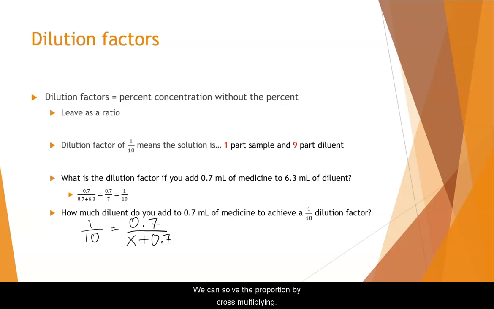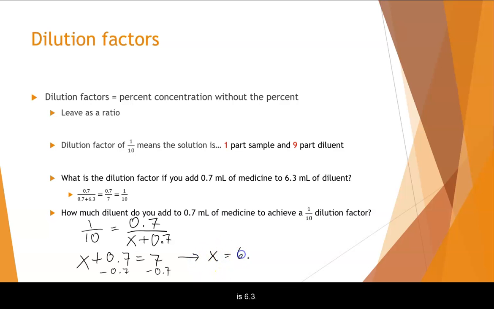We can solve the proportion by cross-multiplying. 1 times x plus 0.7 is x plus 0.7 equals 10 times 0.7, which works out to be 7. Subtract 0.7 on both sides, and we find that x, which was the amount of diluent, was 6.3. So we need 6.3 milliliters of diluent.